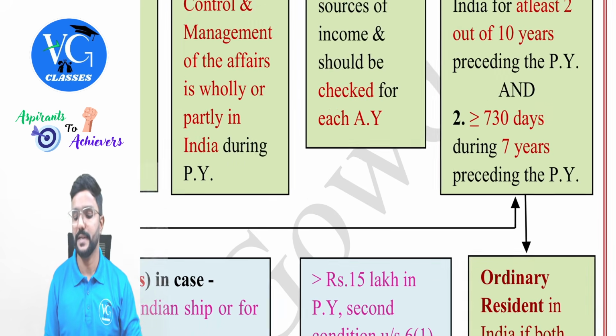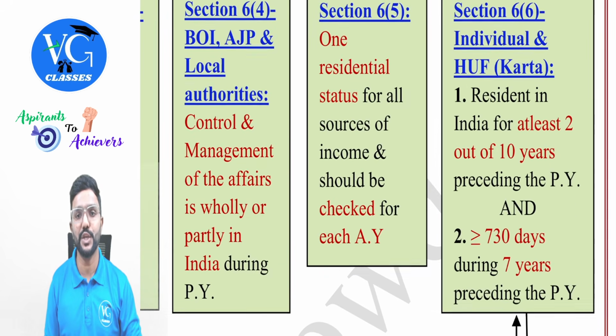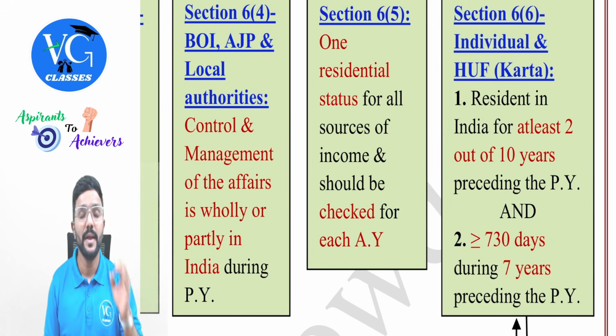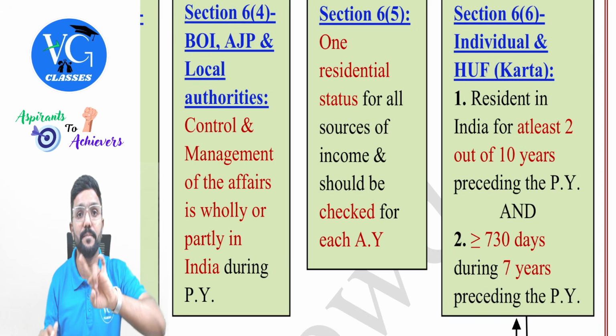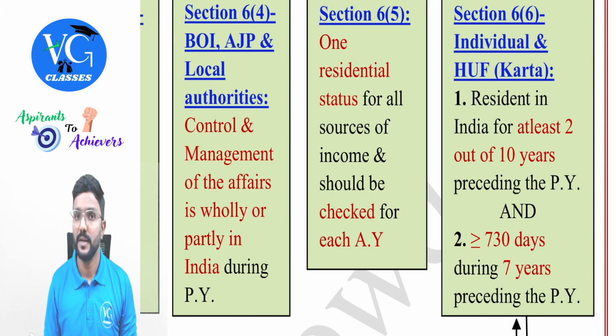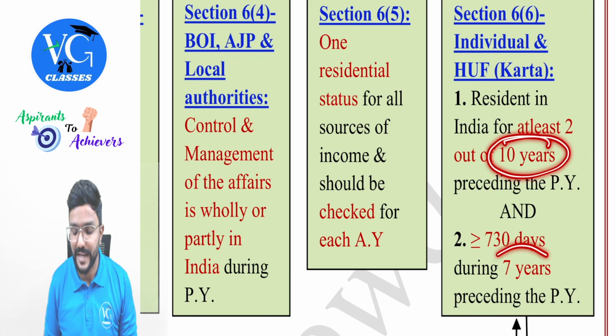Is that clear? Yes, some. So what are those two additional conditions? We will see it. An individual has to be resident in India for at least 2 years out of the last 10 years preceding the previous year, and he or she should be in India for 730 days or more during 7 years preceding the previous year. Is that clear? And please be careful while counting this 10 years as well as 7 years.